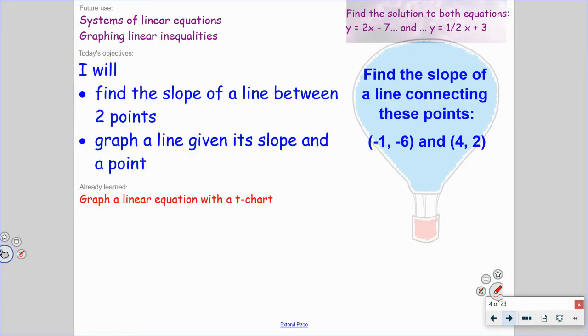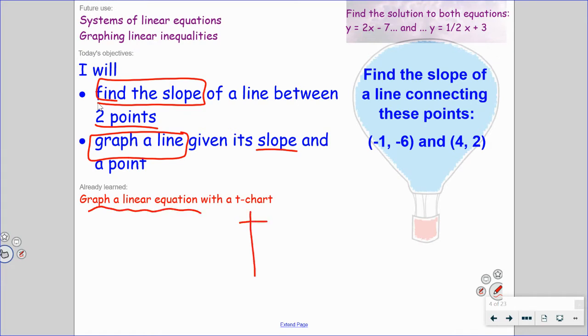So onward we go. Our goal today is two-pronged. Firstly, we want to find the slope when we're given 2 points. Secondly, we want to graph a line when we're given its slope. Now, we have graphed stuff before, but we've used a t-chart before.